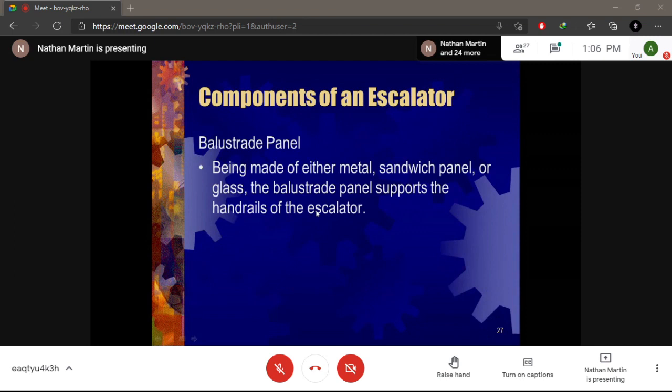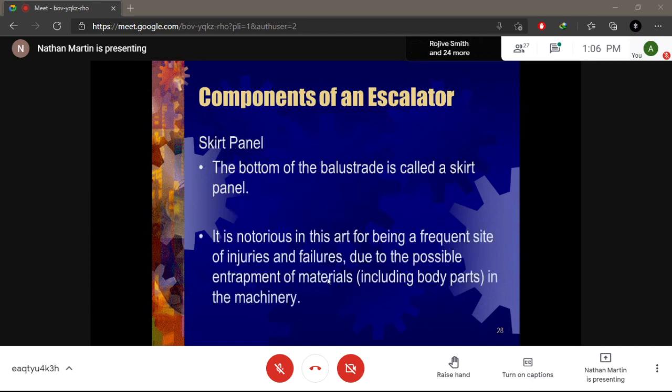All right, the balustrade panel is made of either metal or sandwich panel. The balustrade panel supports the handrails on the escalator, right? So it really is the device that the handrails run on, right? The skirt panel, at the bottom of the balustrade, is called a skirt panel, which actually hides the assembly under the handrail, right?